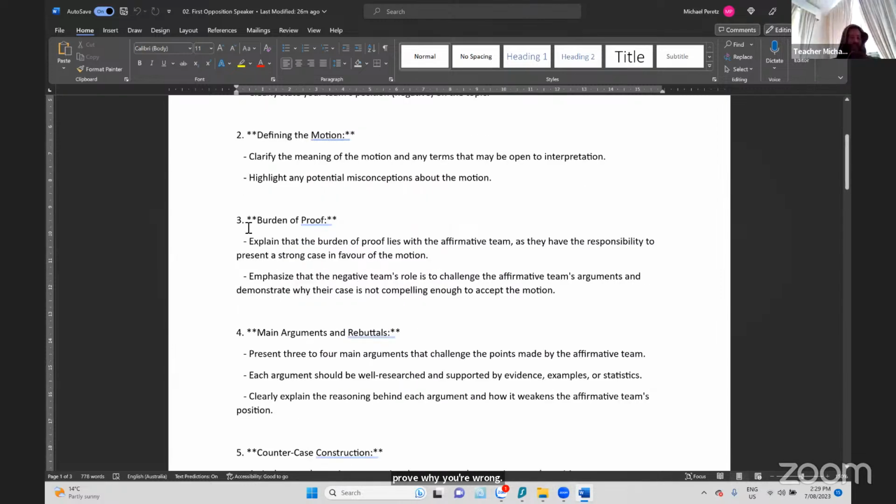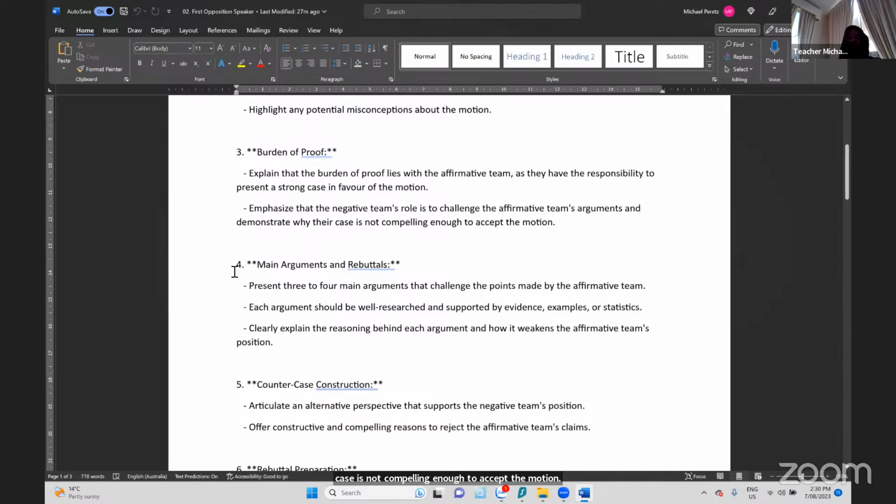We explain that the burden of proof lies with the affirmative team because they have this responsibility to present a strong case in favor of the motion. We need to emphasize, really make a big point about the negative team's role, that their job is to challenge the affirmative team and their arguments, and they need to demonstrate why their case is not compelling enough to accept the motion.